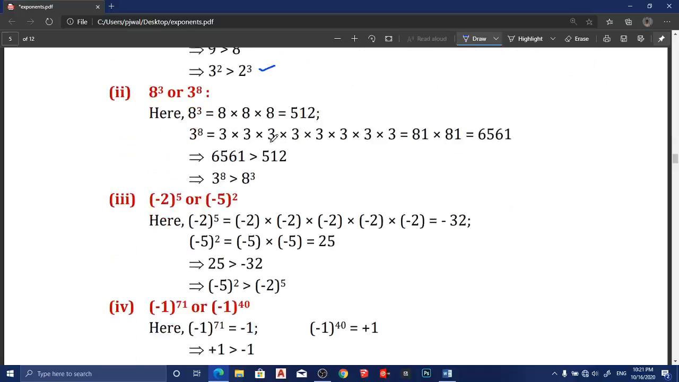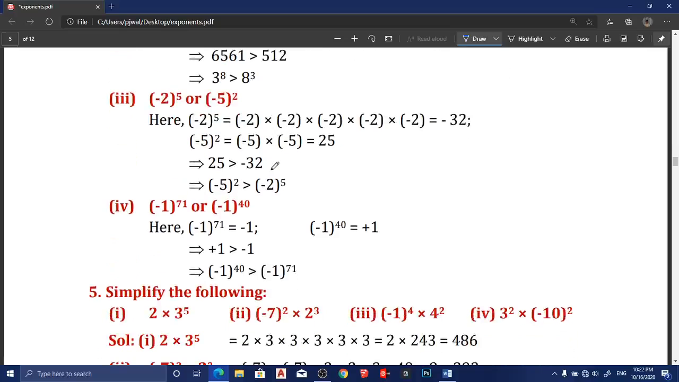This is 8 cube, which is 512 here, and this number is 6561 here. Okay, so since 6561 is greater than 512, 6561 belongs to 3 to the power of 8, therefore 3 to the power of 8 is greater than 8 cube. So like this you have to multiply and compare.